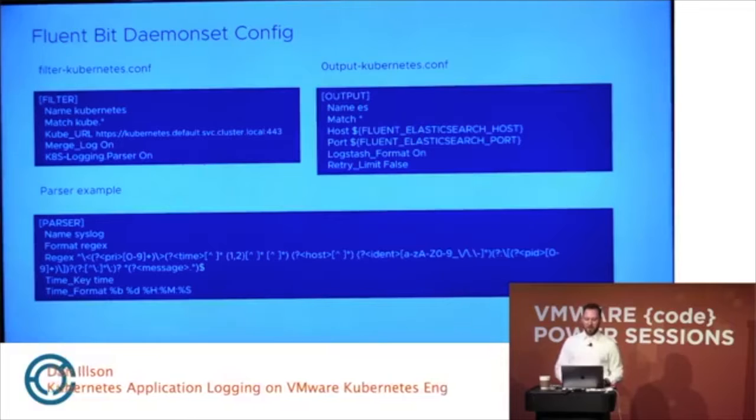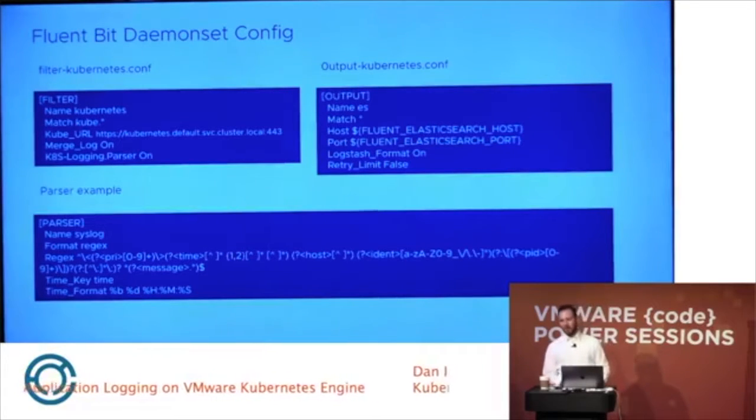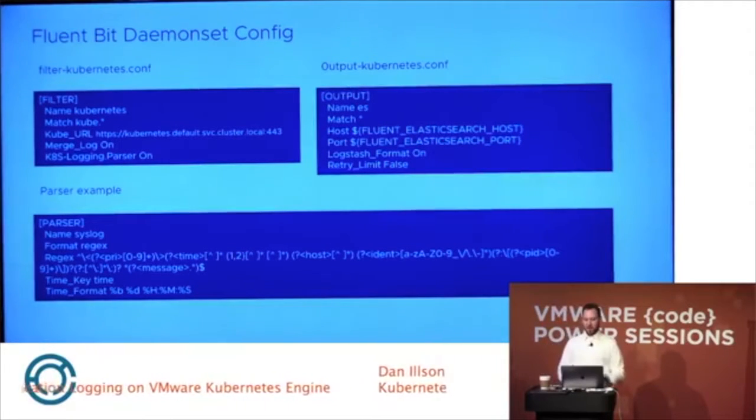And then we have an output file where we're outputting to Elasticsearch. This is where it's defining the Elasticsearch host and port. Obviously, we're using environment variables for those, and putting them into a Logstash format coming out.